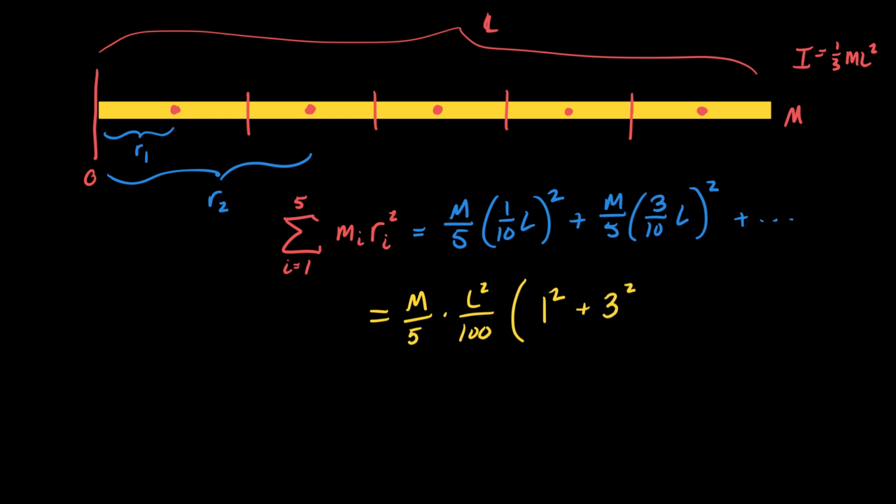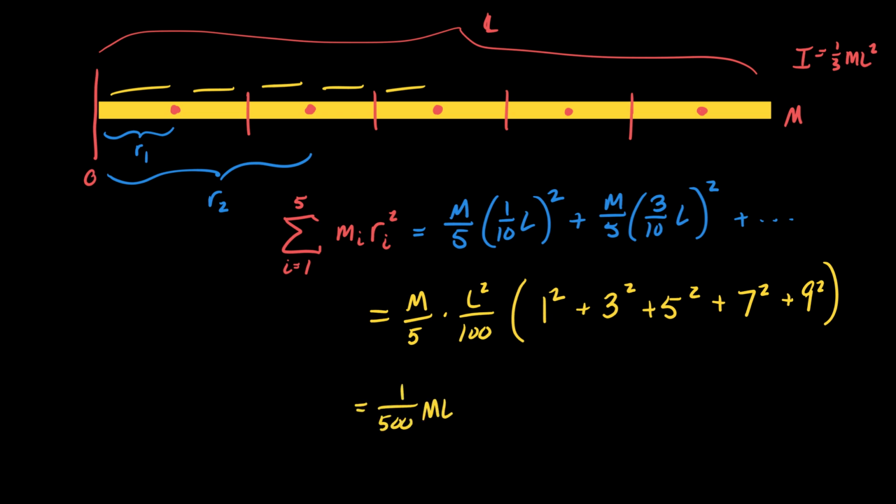What do you think that third term is going to be? I mean, it makes sense, right? 1, 2, 3, 4, 5. Next term? 7. Next term? And we know there's no term after this because we broke it up into 5 pieces, but also the term after this would be 11/10. That'd be longer than L, and we're only going to stop at L. All right. So this looks like 1 over 500 ml squared, and 1 plus 9 plus 25 plus 49 plus 81.